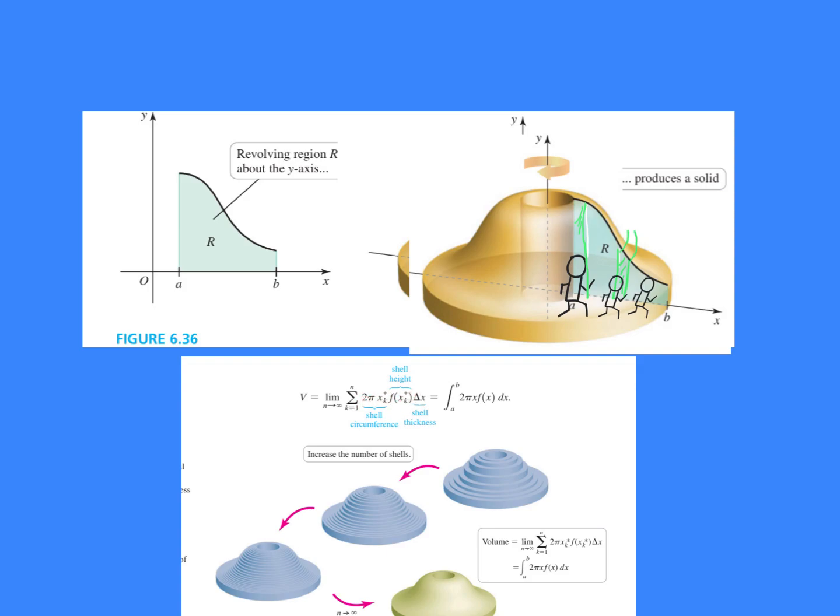And the volume generated by every door is 2 pi x, that is the circumference, the length of the circumference, multiplied by the height, f of x, the height of the door, multiplied by delta x, the width of the door, delta x. So it will be the integral from x equal a, in this case, to x equal b. X will vary from a to b.